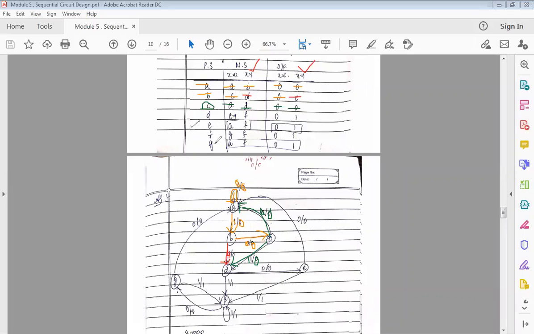Okay, let us take one more case. Let us take G. Okay, G is going to A when your input x is equal to 0. So at the numerator, I put 0. Now I'm waiting for the denominator value. That one I can get from here. So 0 is here. Understood, right?